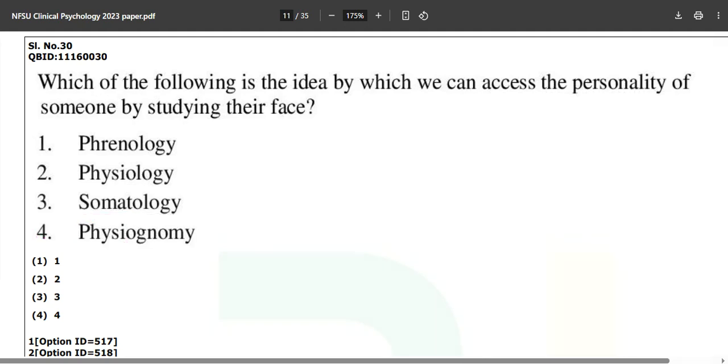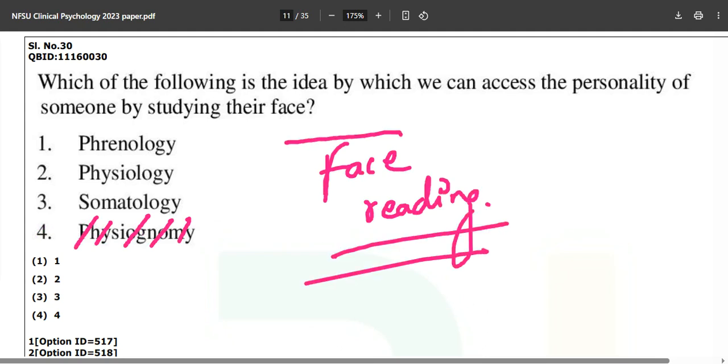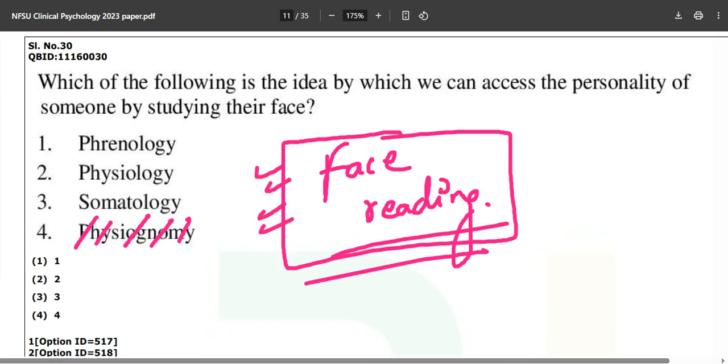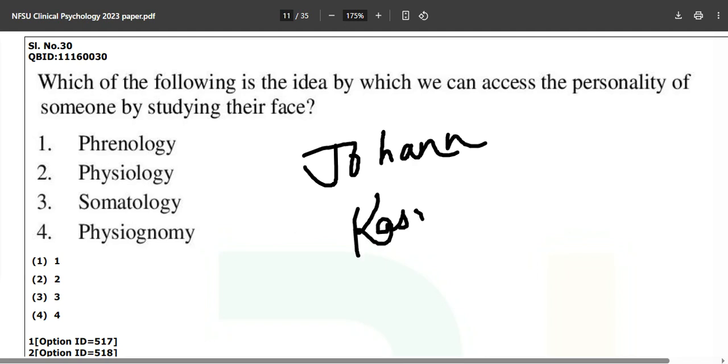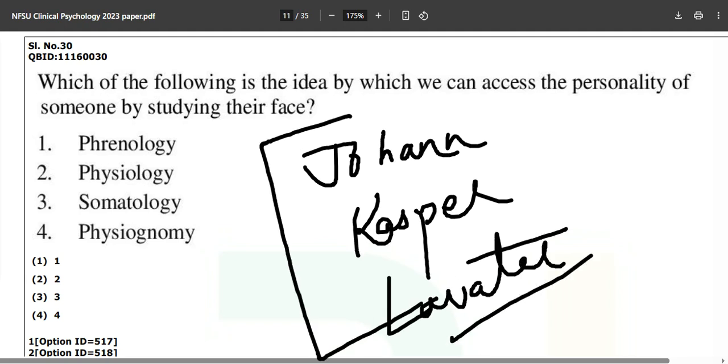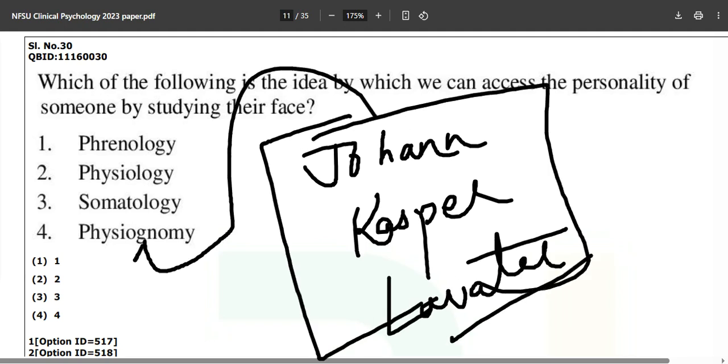That is called physiognomy. You might not have heard this word, but you have definitely heard the word face reading. This guy or that guy can read faces and things like that. I'm not talking about the mentalist guys, those are different, but face reading is something which is. And who came up with the idea of physiognomy? It was Johann Caspar Lavater. Johann Caspar Lavater proposed this physiognomy.